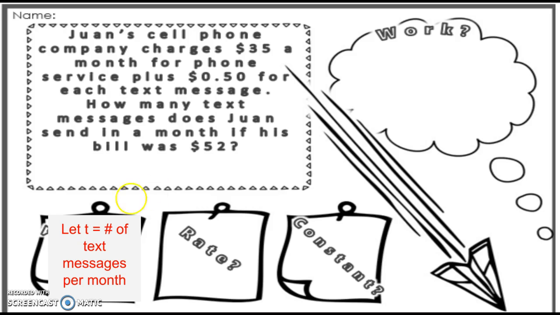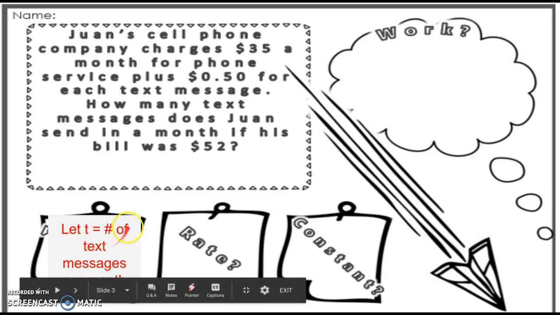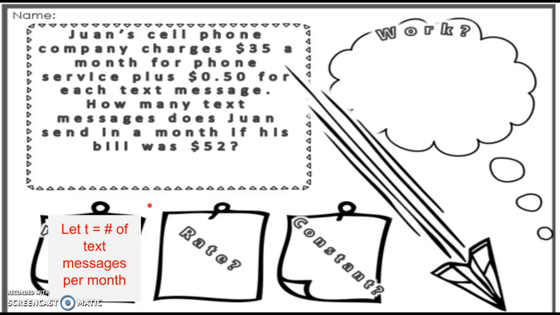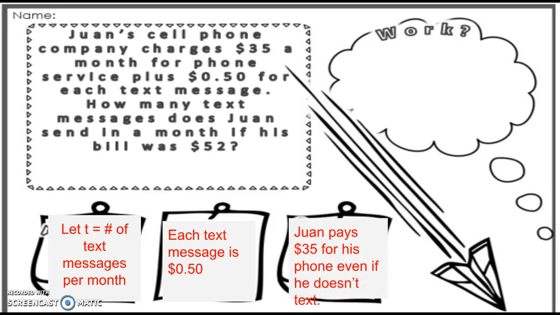The rate, well, let's ask this. If the variable is the number of text messages, don't we need to know how much each text message costs? So the rate is 50 cents because each text message is 50 cents. The constant is what you have to pay whether you text or not. Just to have the phone, Juan has to pay $35 a month. That's our constant. Juan pays $35 for his phone even if he doesn't text. There's a standard fee. We know his whole bill was $52 and that's the total.